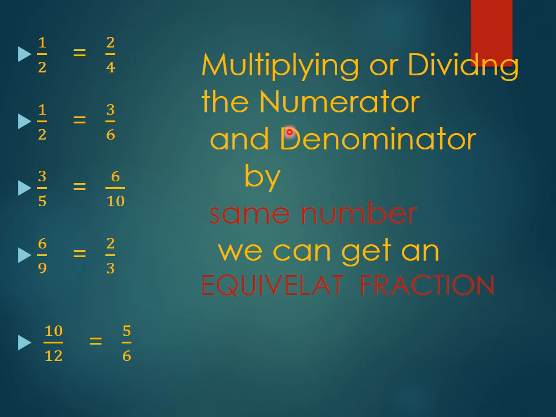Multiplying or dividing. Earlier we learned only multiplication, but not only multiplying. By multiplying or dividing the numerator and denominator by the same number, we can get an equivalent fraction. Then how do you get the equivalent fraction of any fraction? By multiplying both the numerator and denominator by the same number you can get it. Otherwise, by dividing both the numerator and denominator by the same number you can get equivalent fractions.